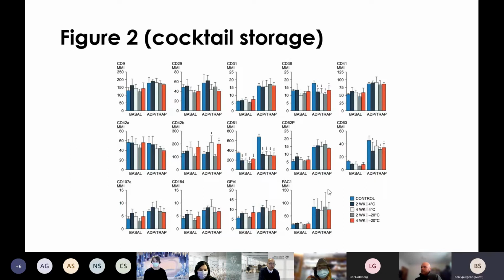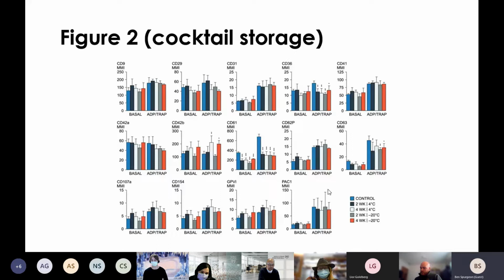So the next figure in the paper, we look at antibody cocktail storage, and for convenience, it's often desirable to use pre-made antibody cocktails. And so we wanted to assess the effect of cocktail storage on the staining of our 14 platelet markers. So we made up some antibody cocktails and stored them at 4 degrees or -20 degrees for either 2 or 4 weeks, and then compared them to freshly made control cocktails.